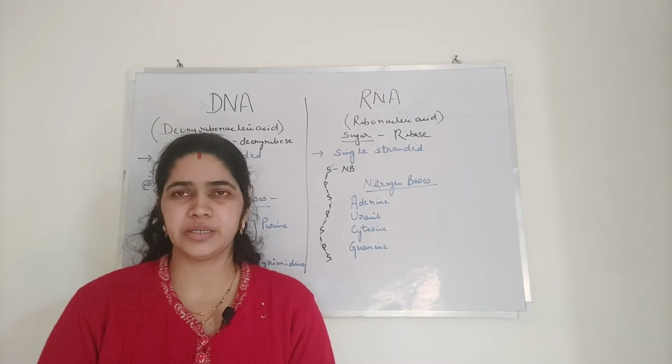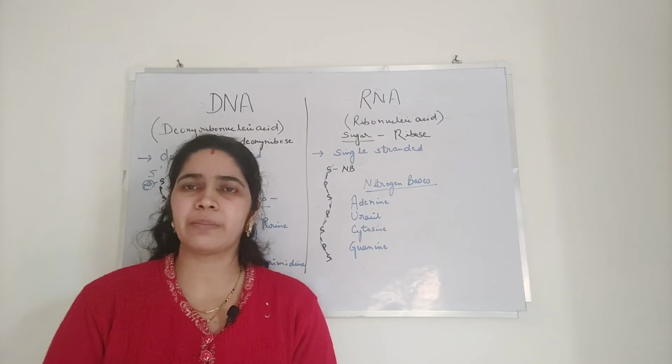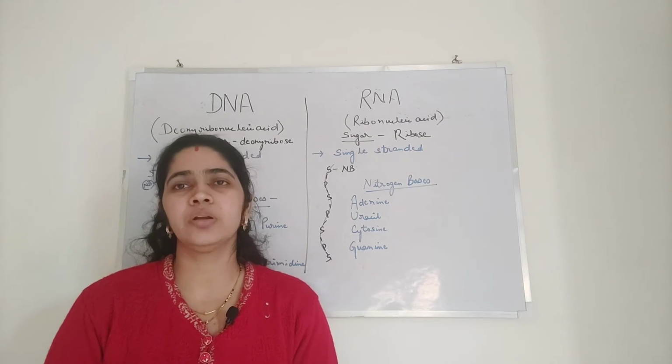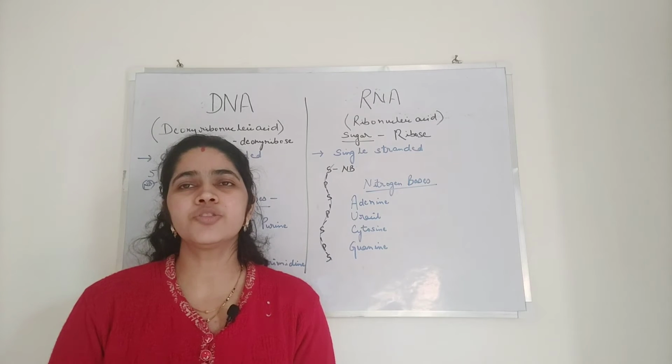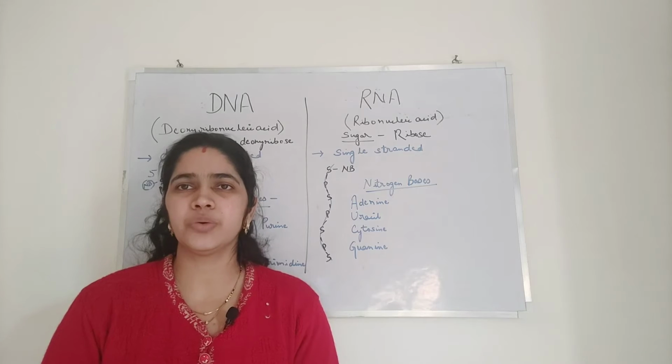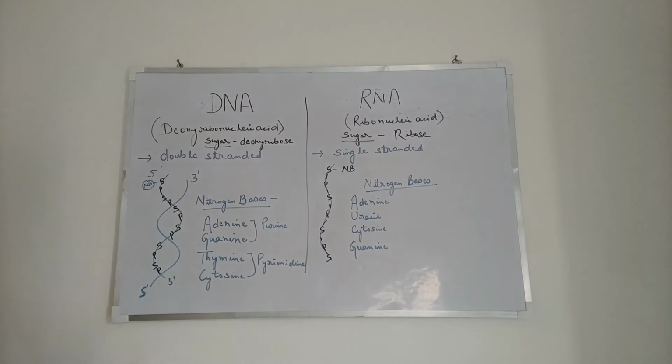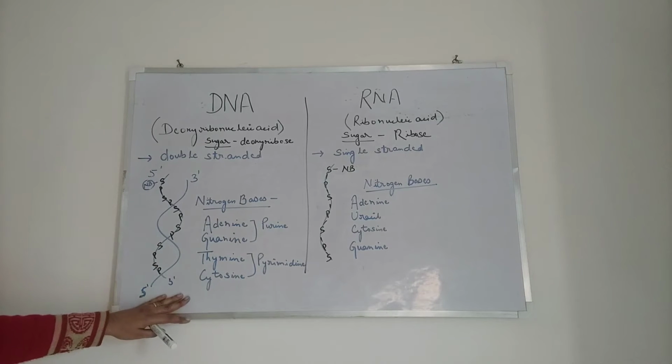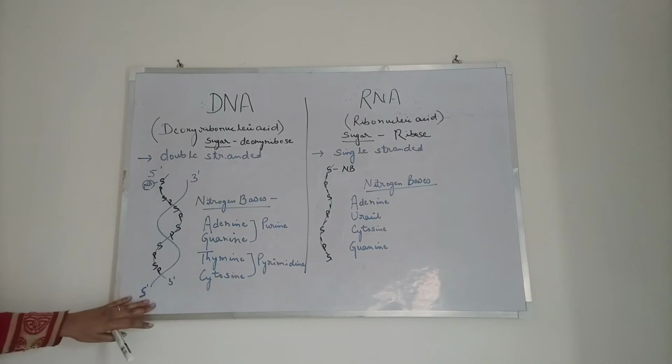DNA, RNA, and in some cases proteins are the genetic material. DNA is the name given to the chemical that carries genetic information in all living organisms. It consists of two strands that wound around each other to form a shape or structure known as helix. Here you can see in the diagram there are two strands, one in 5' to 3' direction, the other one in 3' to 5' direction.